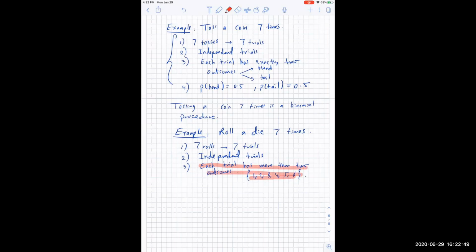Because this condition is not satisfied, therefore rolling a die 7 times and observing the outcome is not a binomial experiment. Wait, it is or it is not a binomial experiment? Is not, thank you.